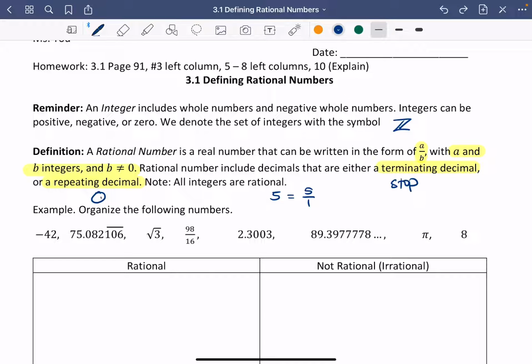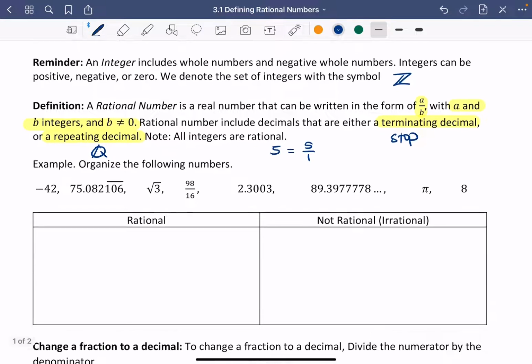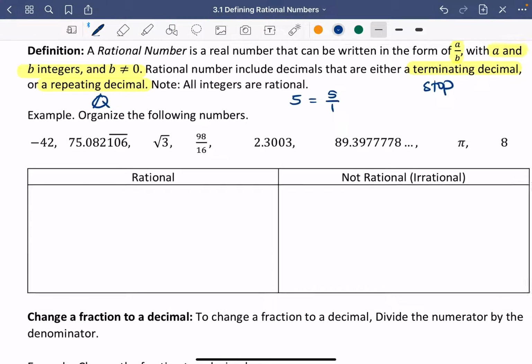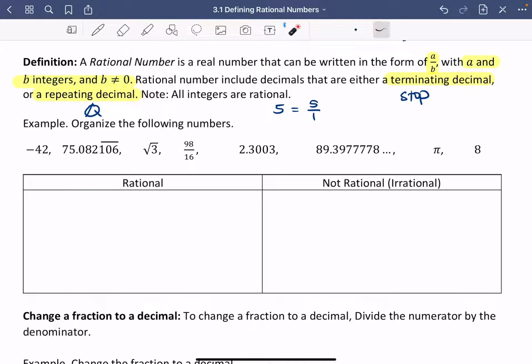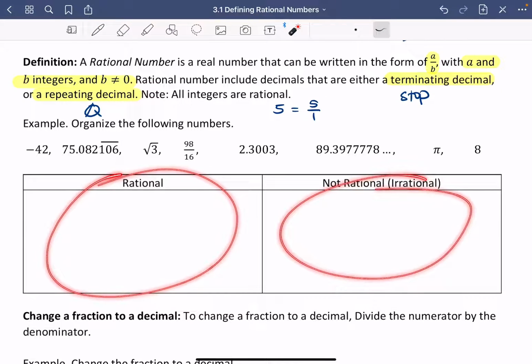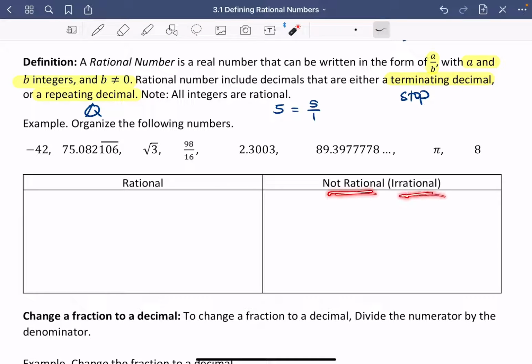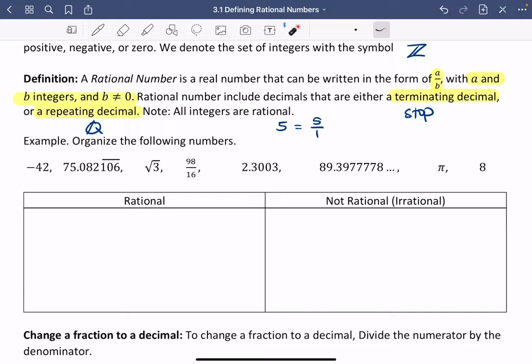So a Q with a line here. Okay, our first example is to organize the numbers into rational numbers and irrational numbers. Not rational is called irrational. Okay, so first one, negative 42, it's an integer, so of course it will be a rational number.